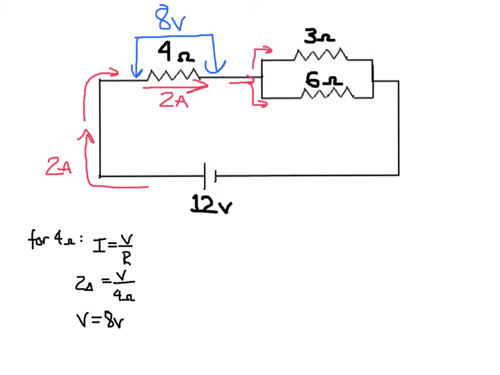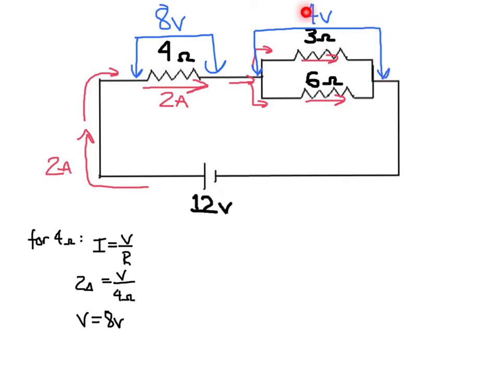But what will the current be through the 3 ohm resistor and through the 6 ohm resistor? Well, if we look at the voltage for a moment, we know the battery provides 12 volts, but we've already lost 8 volts to the 4 ohm resistor. So that means we have 4 volts left to go across these resistors in parallel. And since they're in parallel, both of these resistors will get a voltage drop of 4 volts.